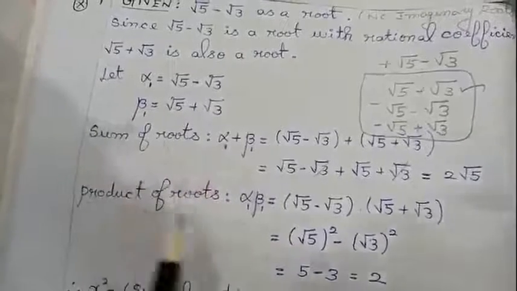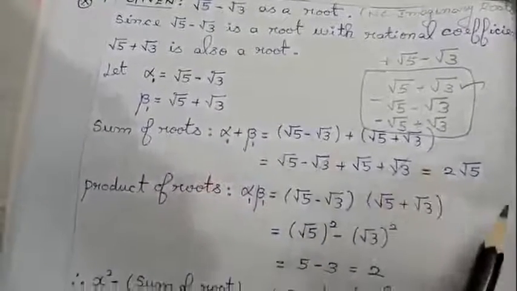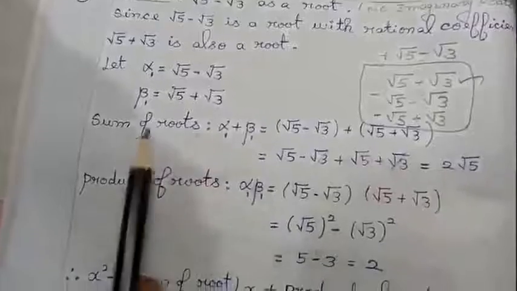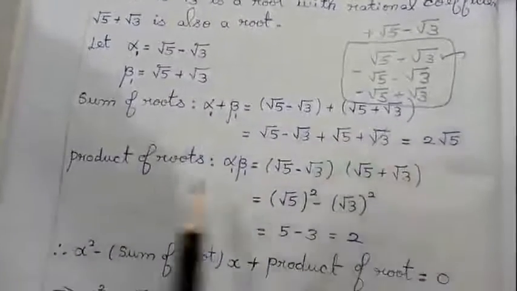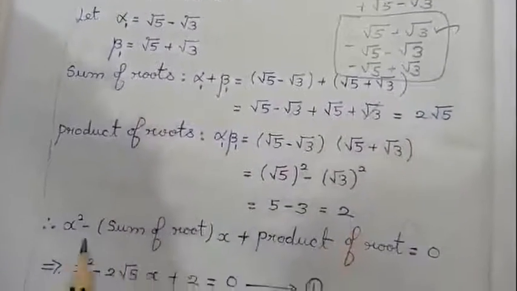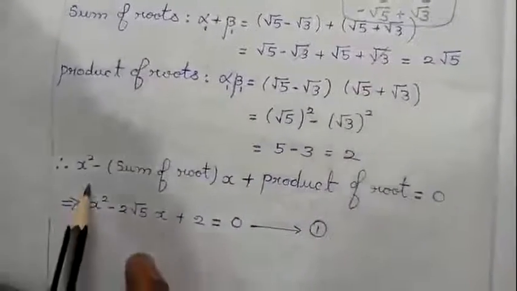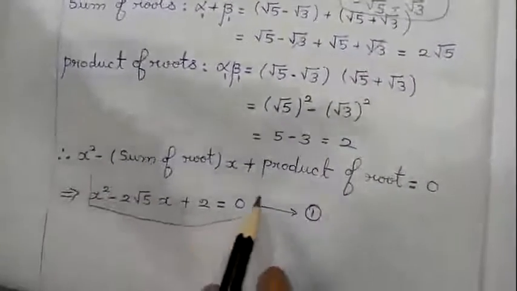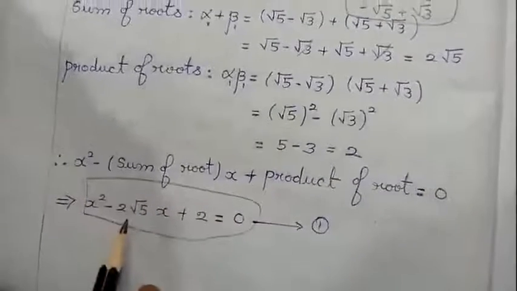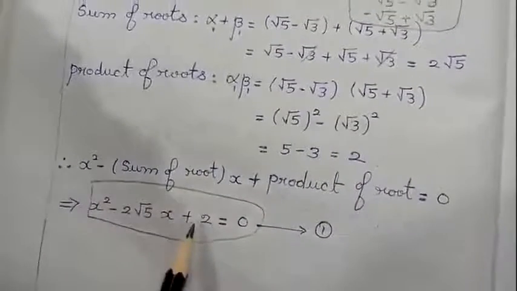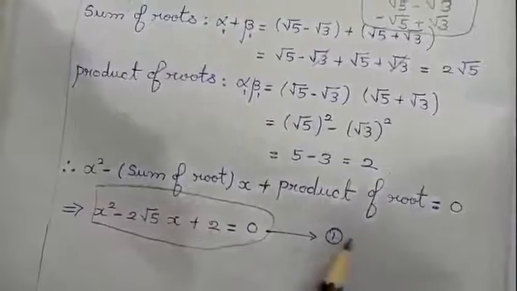Sum of roots and product of roots. You are going to do the calculation, students. After calculating, we are going to get the answer for sum of roots as 2 root 5, product of roots 2. You're going to use this formula for forming a quadratic equation, and the answer I'm getting here is x square minus 2 root 5x plus 2 equal to 0, which is going to be the first one.